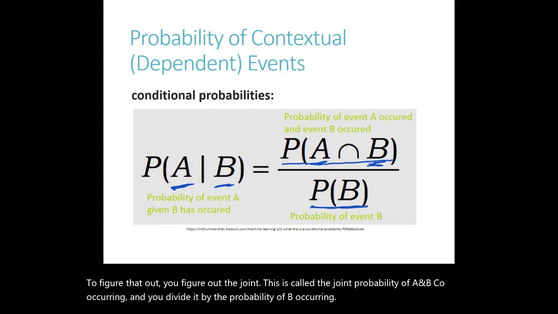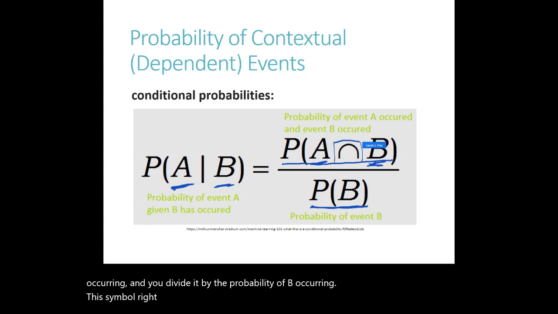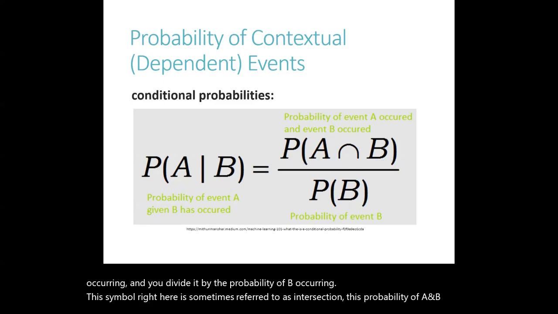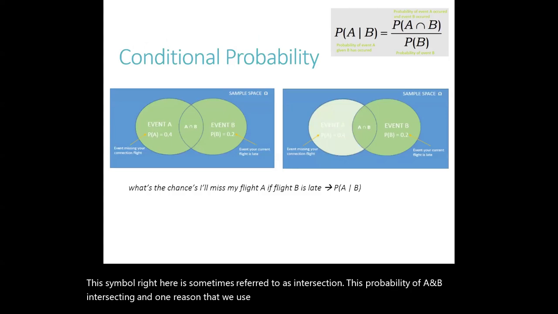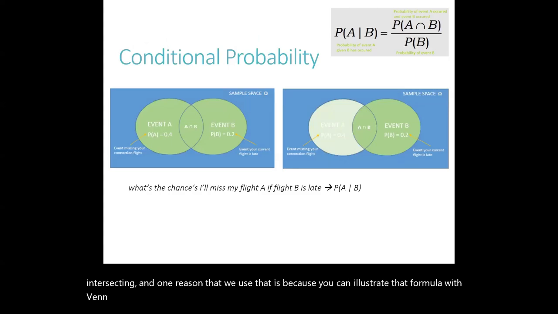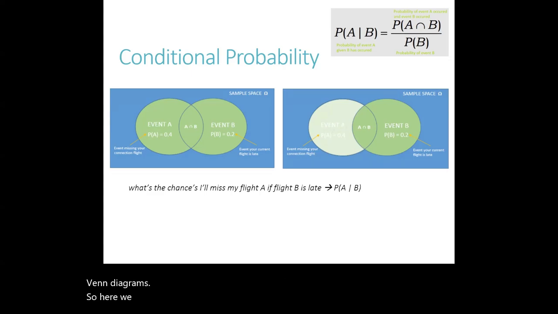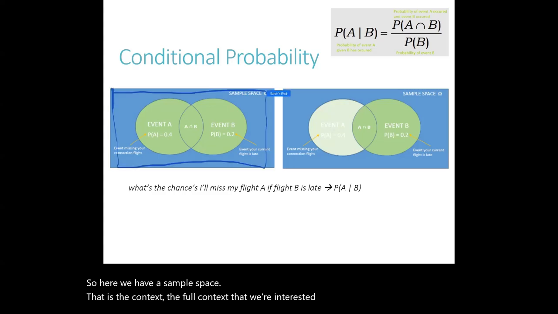This symbol right here is sometimes referred to as intersection. It's the probability of A and B intersecting. And one reason that we use that is because you can illustrate that formula with Venn diagrams. So here we have a sample space that is the context, the full context that we're interested in.